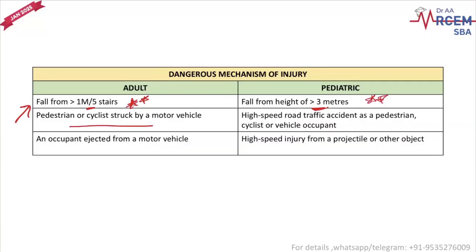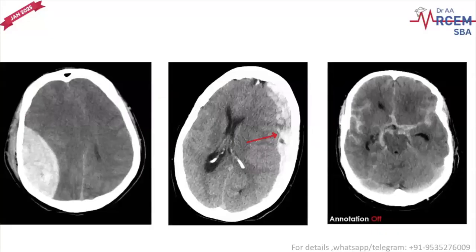A pedestrian or cyclist struck by a motor vehicle is the same thing. A pedestrian, a cyclist, or an occupant in a high-speed road traffic accident is the same thing, applicable for both the adult and pediatric age groups. An occupant ejected from a motor vehicle, or a high-speed injury with a projectile, means the same. These two things are the same. The first thing is the difference, where it is 1 meter in the adult. In pediatrics, it is more than 3 meters. In adults, it is more than 1 meter or 5 stairs.